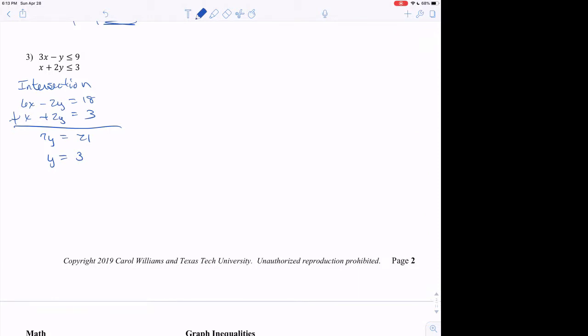Now if I know that y equals 3, I put that answer into the first line, so I have 3x minus 3, equals 9. So I get 3x equals 12, so x equals 4. That tells me that their intersection is at the point 4, 3.